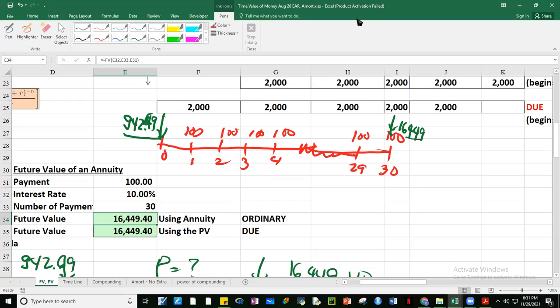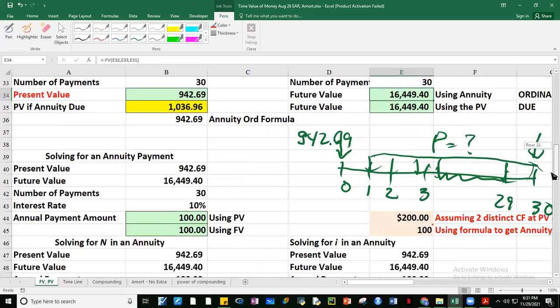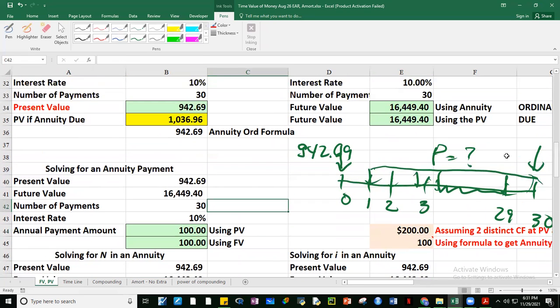Just understand the time flow. Just understand the cash flow. Okay, just like this problem. Yung next, no? Ito. So here we're asked to compute for the annuity. So sabi, given tayo ng 942.69 or given yung 16449. Okay, so we just choose one, no? Pipiliin natin isa dyan, gamitin muna natin si present value.